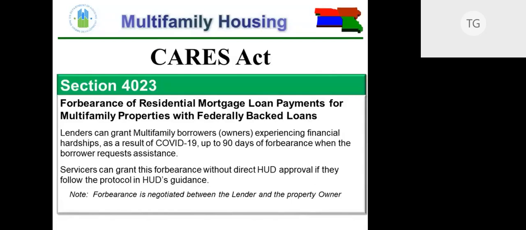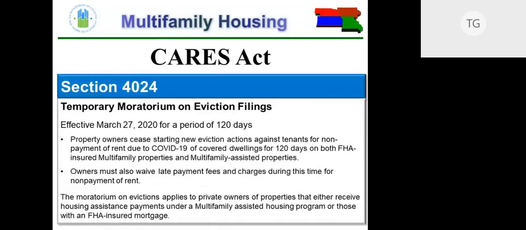Section 4023 allows forbearance up to 90 days. It starts off with a 30-day forbearance and then 2 additional forbearances if the situation requires. But forbearance does require negotiation between the owner and the lender. And for tenants, Section 4024 provides a temporary moratorium on eviction filings.